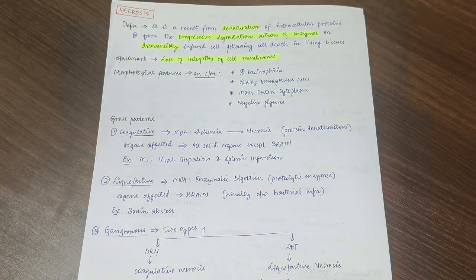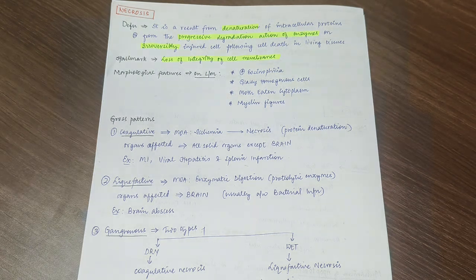What is the hallmark there? Hallmark of necrosis is loss of integrity of cell membranes. The cell membranes will not be integrated, they are broken. Morphological features on light microscopy will be increased eosinophilia, glassy homogeneous cells and moth-eaten cytoplasm and myelin figures.